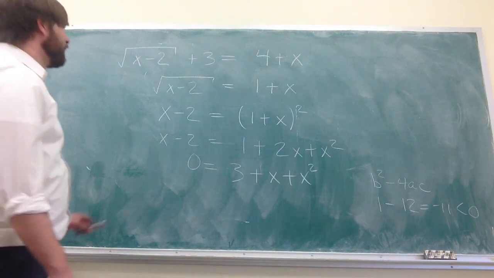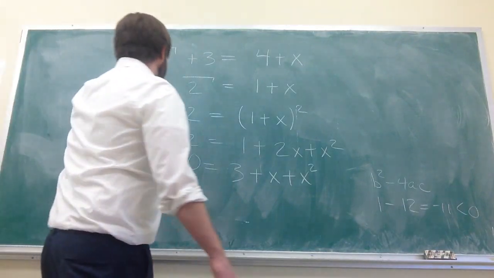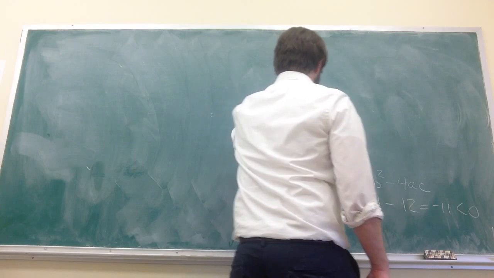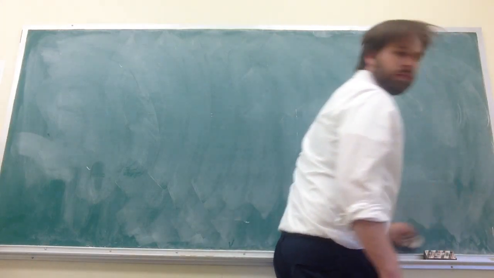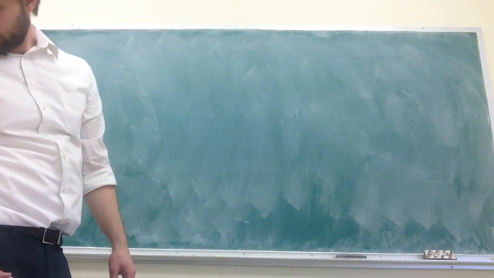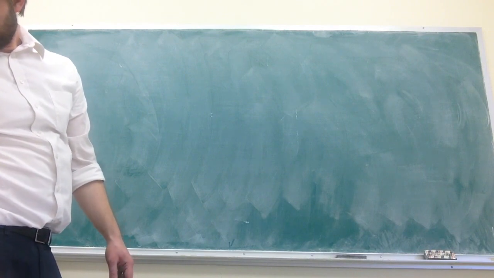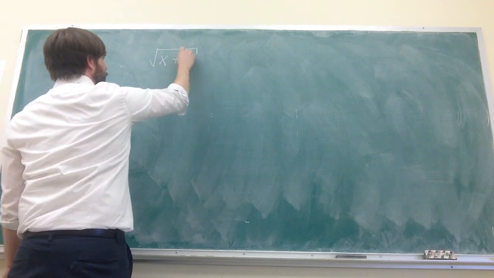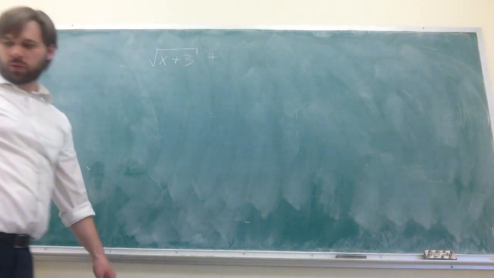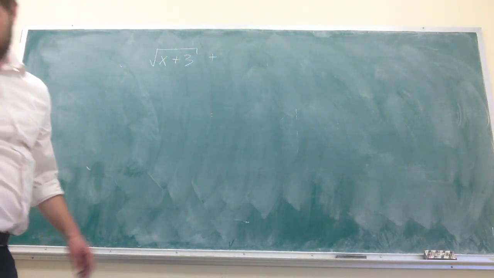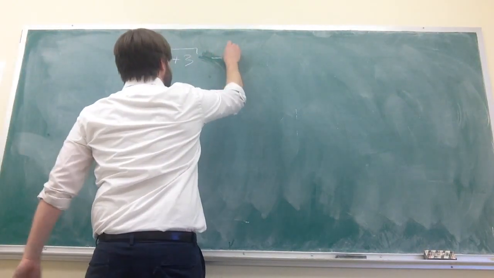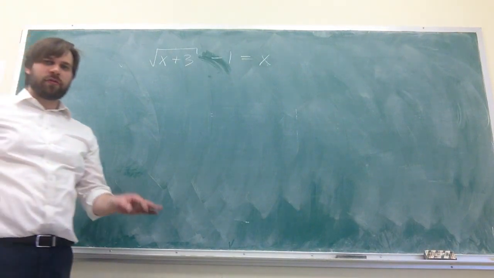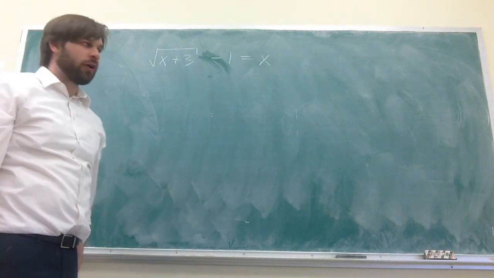So let's look at something where maybe we do in fact get an answer. We don't have to change much to make this work. Let's take the square root of x plus 3, minus 1, is equal to x. Maybe you want to pause the video right now and try to answer this on your own using the technique we started using last time.